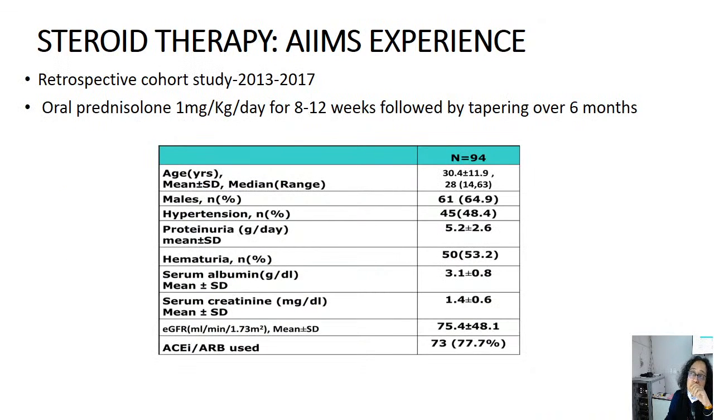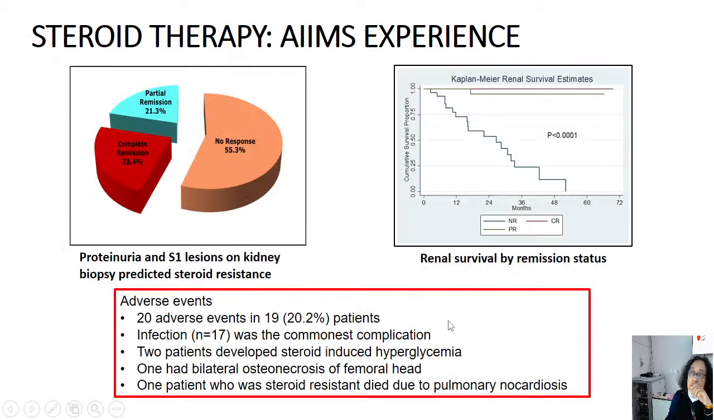We looked at steroids in our patients a few years back. 94 patients, heavily proteinuric with 5.2 gram proteinuria, creatinine of around 1.4, relatively preserved GFRs. So 55% patients showed no response. So half of the patients do respond to steroids, and patients who achieved even partial remission did significantly better as per renal survival compared to those who had no response.